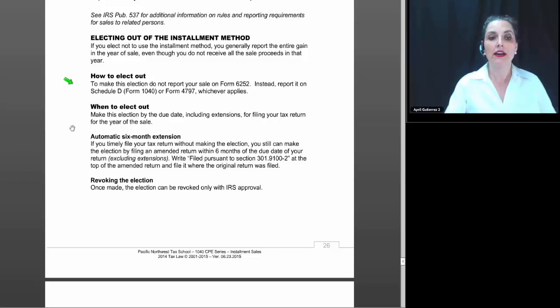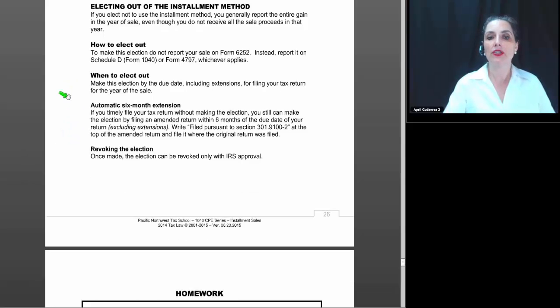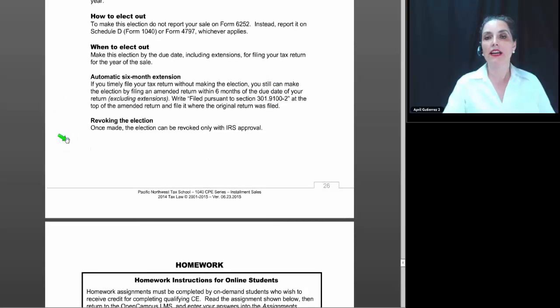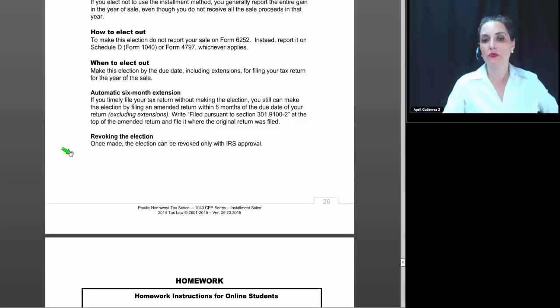But you have to elect out typically on a timely filed return, including extensions. However, if you timely filed without making the election, you can amend within 6 months of the due date of the return. And on the amended return, write "filed pursuant to Section 301.9100-2" at the top of the amended return. Now, once you make an election to not use the installment method, that election can only be revoked with IRS approval. So that concludes today's class on installment sales.